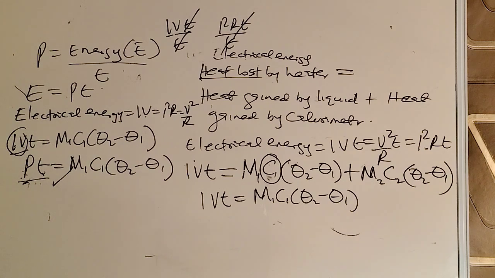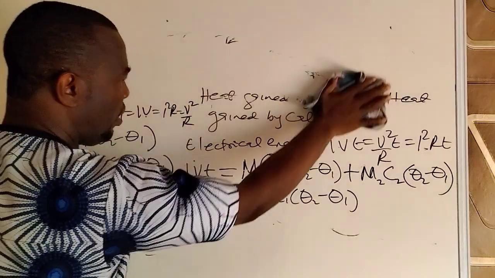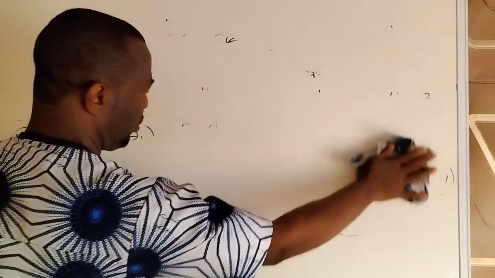The formula is not meant to be memorized, but to understand how it is derived, so you can use it in calculations. Then the next is, how do we determine the heat capacity of a solid by the electrical method?